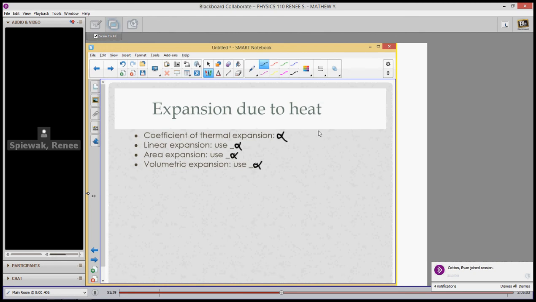So if you have linear expansion, and I actually should have written down the equation here, you have delta L equals alpha L initial delta T. So if you have linear expansion, it's just 1 alpha. What about area expansion? 2. And then volumetric would be 3. So basically, you're just changing what alpha you're using here.